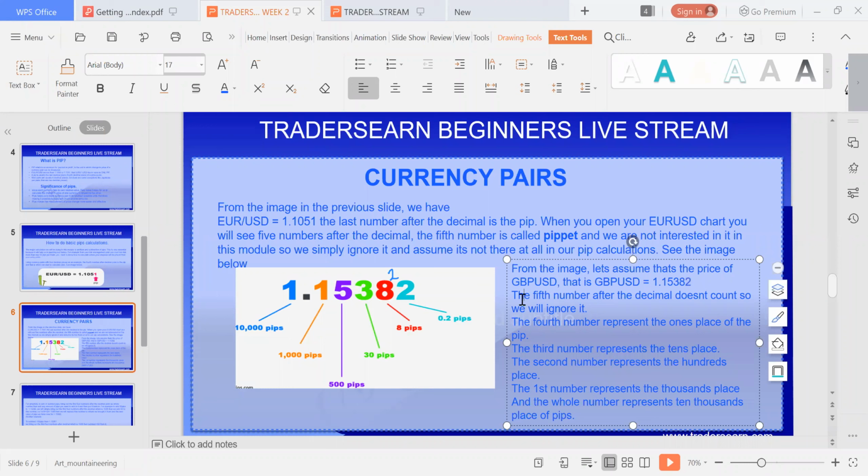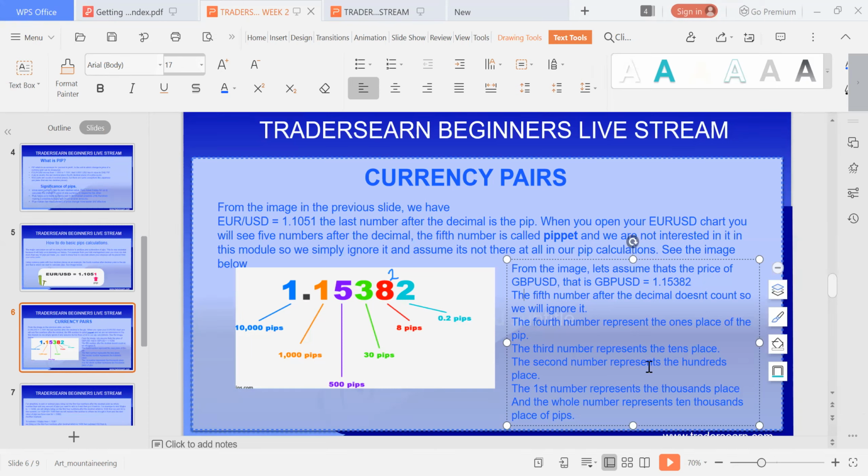Now, just ignore that. This 4th number, which is this 8, is the ones place, just the unit of the pip. That's why it is referred to as just 8 pips here. It's just the unit of the price change, which is the pip, just 1 unit.